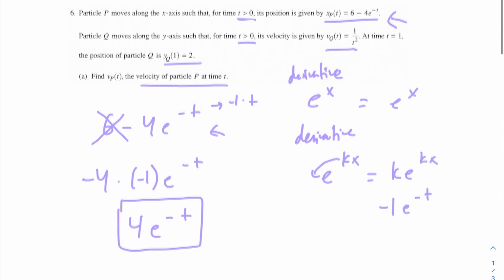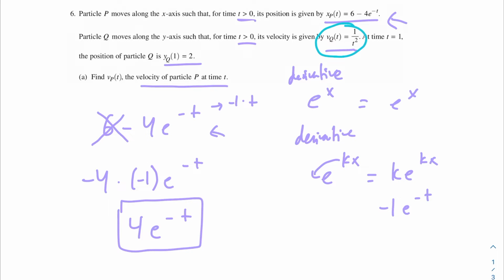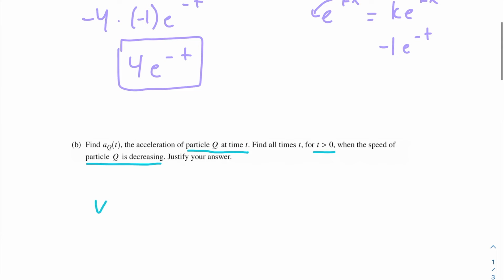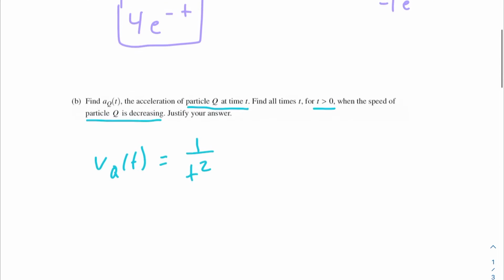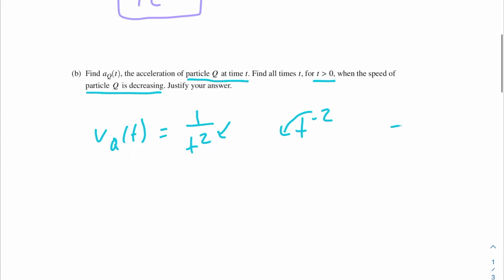As I mentioned before, we need to go from velocity to acceleration, so we're going to be taking the derivative of this as well. So our velocity Q(t) is 1 over t squared. We can rewrite that as t to the minus 2 power. Remember that if it's in the denominator of a fraction, we can add that minus sign to get it in the numerator. And then we just use our power rule. So we bring that minus 2 down, and now we have minus 2 times t to the minus 3 because we subtracted 1 here. So this is our derivative.